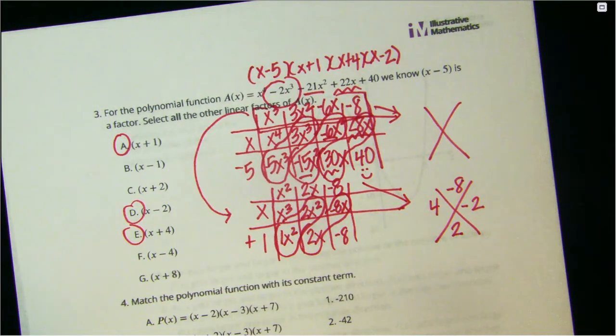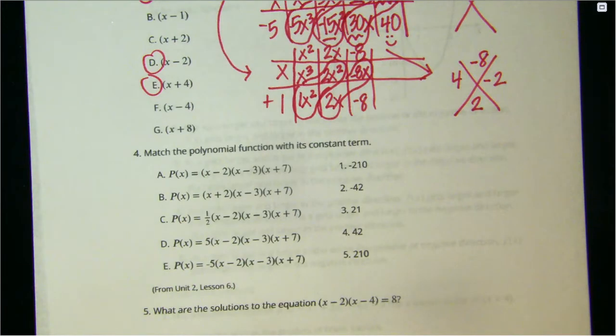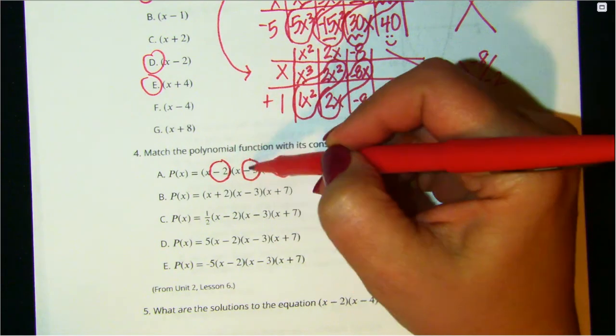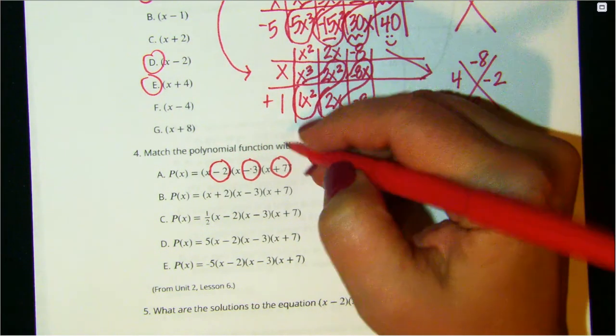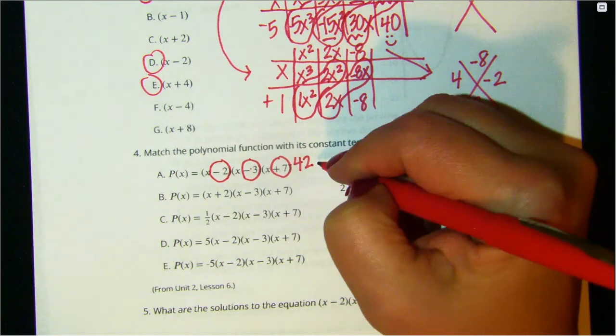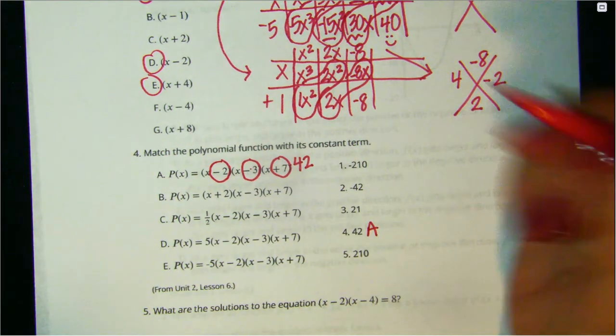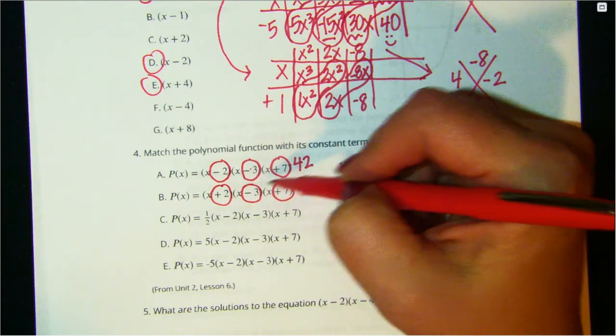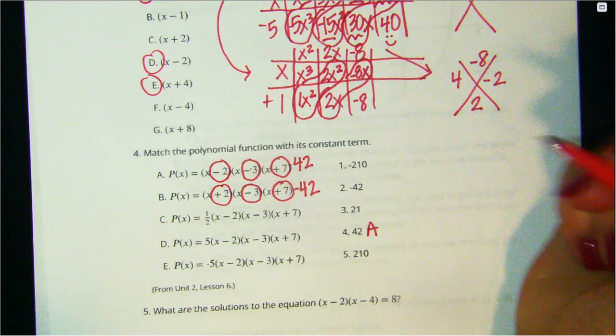All right, number 4. Match the polynomial function with its constant term. You don't have to multiply the whole polynomial all out to find the constant. You can just multiply the numbers together. So on this one, there's negative 2 times negative 3 times 7. That's 6. 6 times 7 is 42. So this one is 42. This one's A. All right, this one I've got 2 times negative 3 times 7. That's negative 6 times 7, which is negative 42. So this one's B.